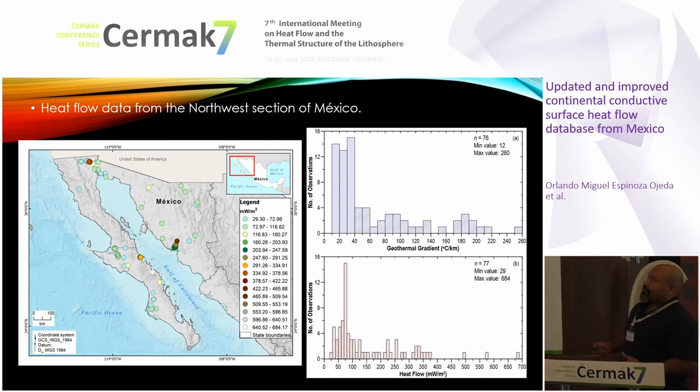So, for example, in the northwest section, we can observe that the heat flow distribution is related to medium to high enthalpy sites, and the very high heat flow values are located, most of them, in geothermal fields under exploitation. For example, Cerro Prieto, Las Tres Vírgenes, and this area is another geothermal area, but it is not under exploitation, Guaymas.